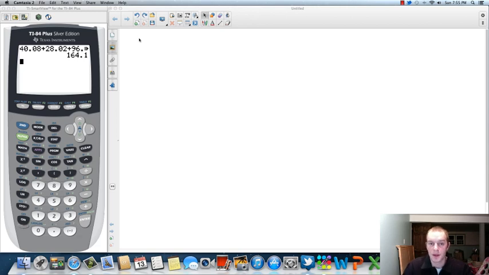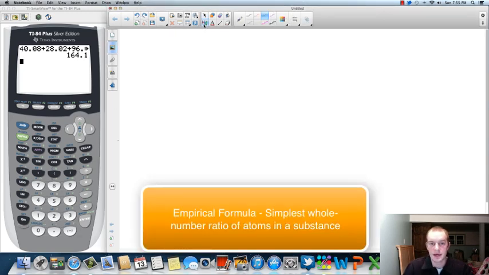Very simply, an empirical formula is the simplest whole number ratio that exists between substances. So for example, if we have a substance such as CH4, we can see that there's a ratio of 1 atom of carbon for every 4 atoms of hydrogen. You can't get any more simple than that 1:4 ratio, so therefore it's an empirical formula.